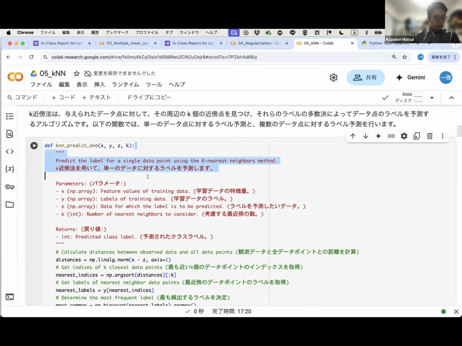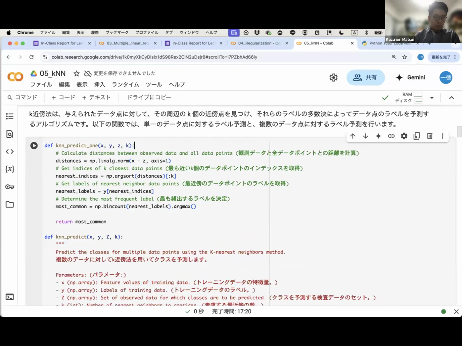So this is the comment, resulting in essentially just 4 lines of code. In this code, x represents the data points, y the labels, z the data we want to classify, and k is the number of neighbors.